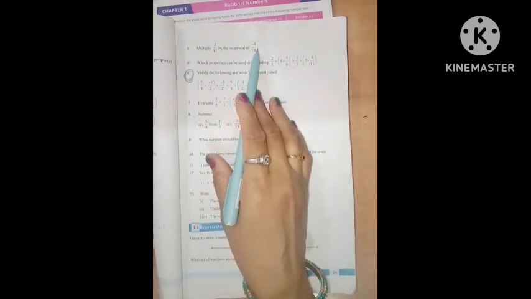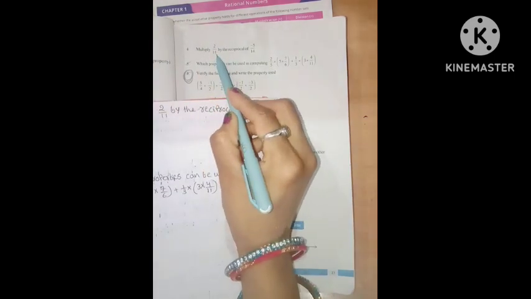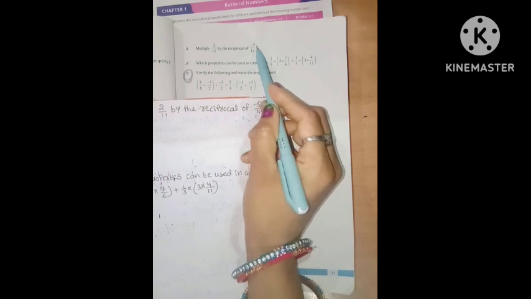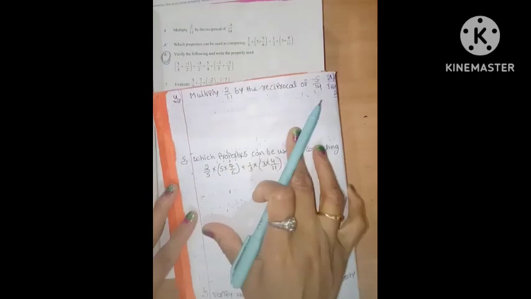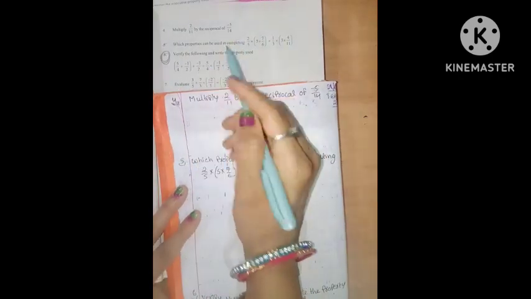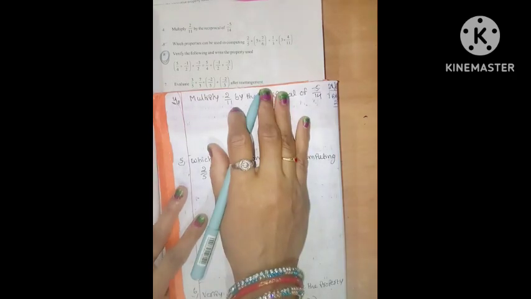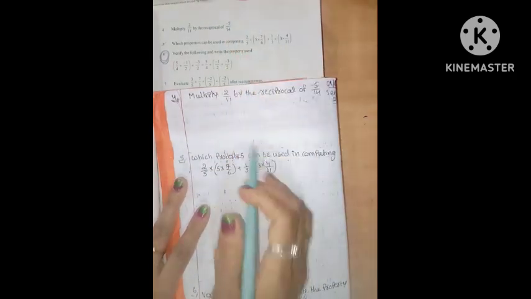Multiply 2 by 11 by the reciprocal of minus 5 by 14. This is the question. Reciprocal means the multiplicative inverse only. What is the reciprocal of minus 5 by 14? It is 14 by minus 5. The numerator and denominator are interchanged.